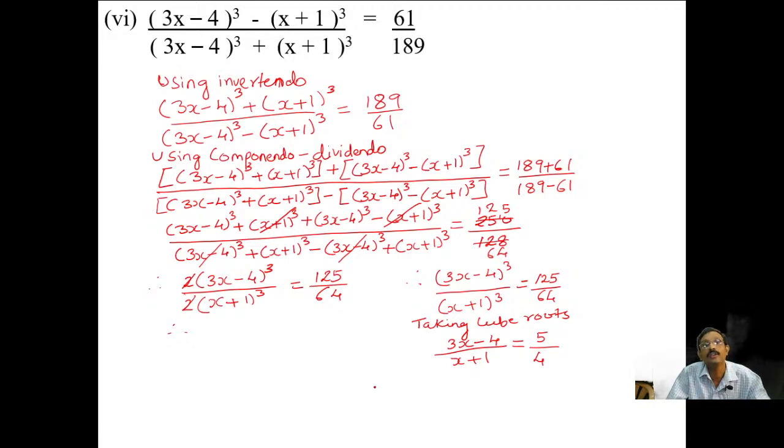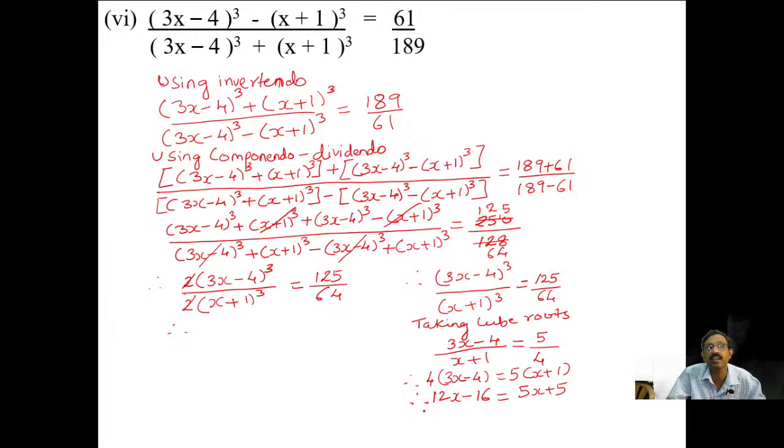So to get this, now what are we going to do? Can we use cross multiplication over here? Yeah, we can use cross multiplication. 4 into 3x minus 4 is equal to 5 into x plus 1. Now what is the next step here? Therefore 4 3s gives me 12x minus 16, which is equal to 5 into x gives me 5x plus 5.